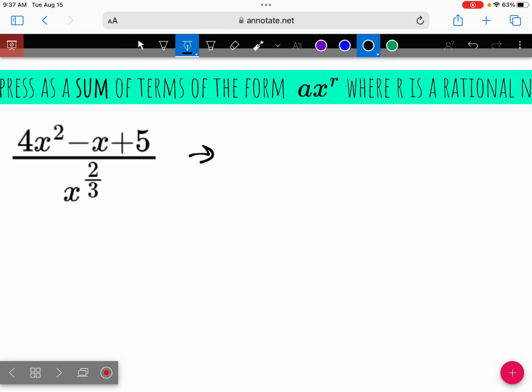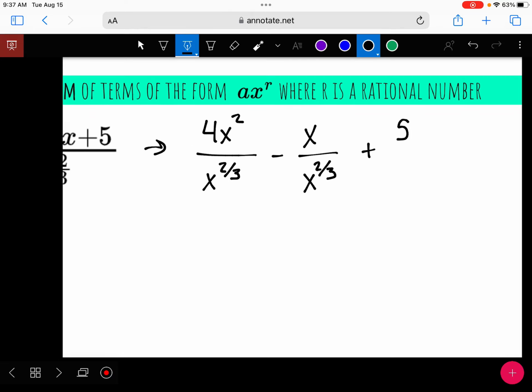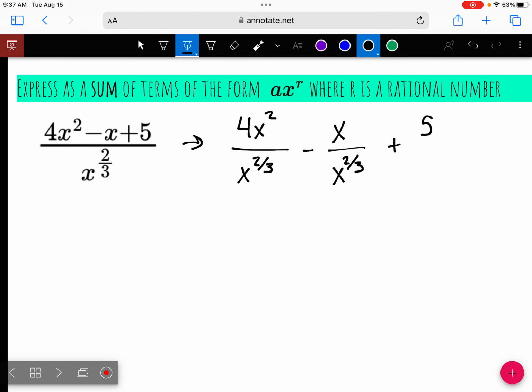So I'm going to write this as 4x squared divided by x to the 2/3, minus x divided by x to the 2/3, plus 5 over x to the 2/3. Okay? Write it like we're simplifying, and then we're using our exponent laws to combine our x's together.